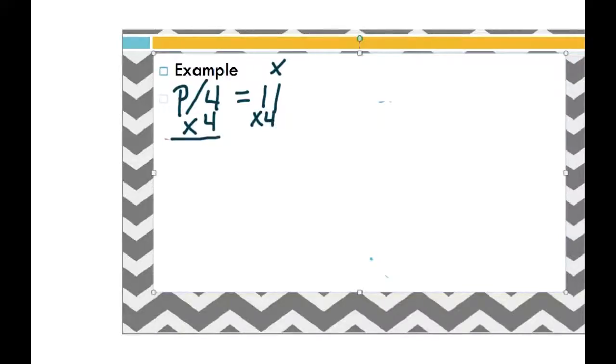So I'll multiply both sides by 4. And these two are going to cancel out, which leaves me with just p. And 11 times 4 is 44. So I have the answer, variable equals solution.